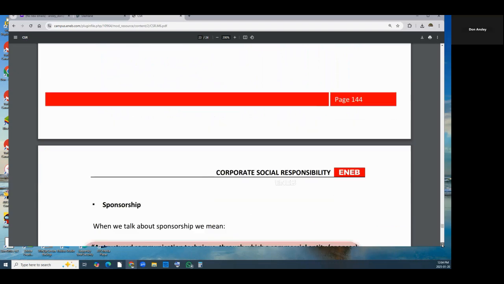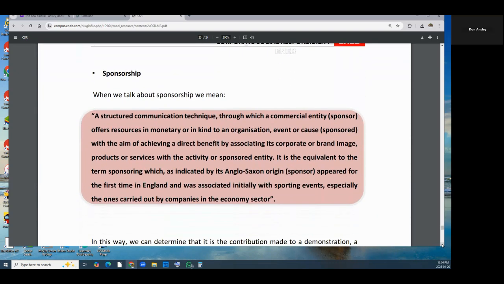Okay, very good. Now we come to sponsorships. When we talk about sponsorship, what we mean is a structured communication technique in which a commercial entity, the sponsor, offers resources in monetary or in-kind form to an organization, event, or cause, which is the sponsored one, with the aim of achieving a direct benefit by associating its corporate or brand image, product, or service with the activities of the sponsored entity.